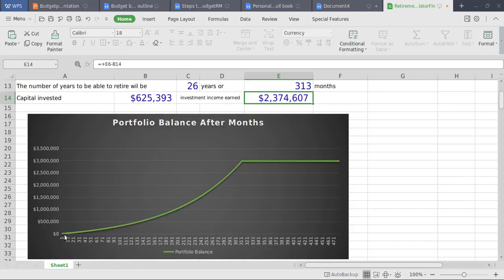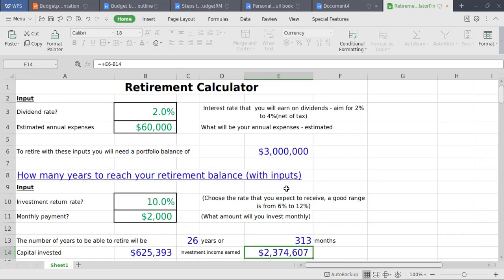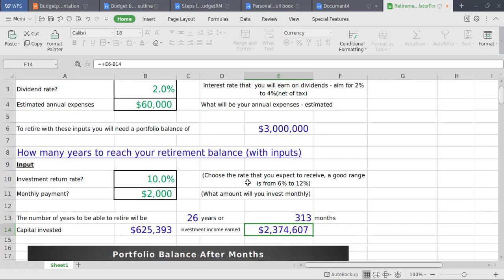Here is how your portfolio works. You can see that it really has an exponential growth. And this is because your investment is starting to work for you. Now, why does it flatline here? It doesn't actually flatline, but that's the point where you're going to stop making payments to it.